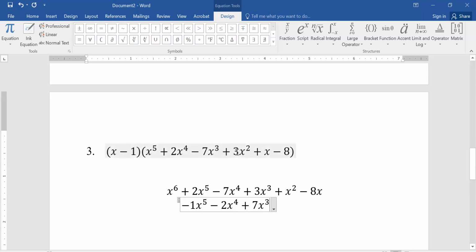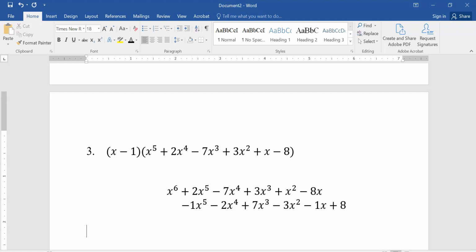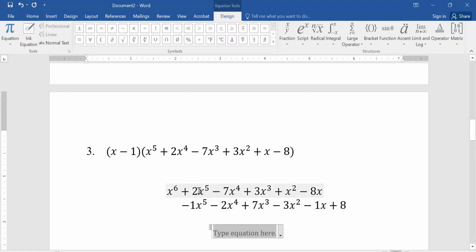Minus 1 times 3x squared is minus 3x squared. And then minus 1 times x is minus 1x. And then I have one more multiplication to go. Minus 1 times a negative 8 is a plus 8. Okay, so hopefully that all makes sense. When you combine like terms, remember these 2 lines are not 2 different expressions. They're the same expression. I just kind of snaked it around onto the second line.